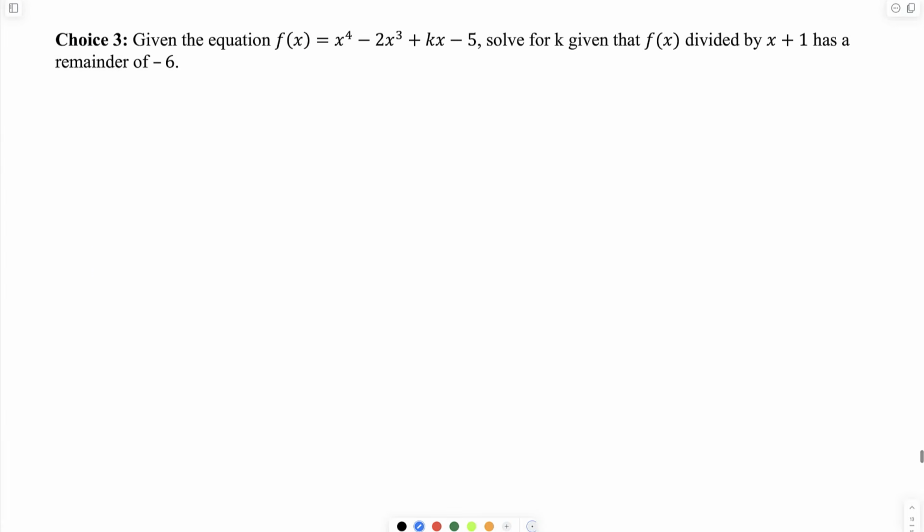Next question, choice 3. Given this polynomial function, f of x, solve for k given that f of x divided by x plus 1 has a remainder of negative 6. Well, I can use the remainder theorem, which tells me if I sub the 0 of the divisor, so the 0 of x plus 1 is negative 1, if I sub that in for x into my polynomial function, the answer will be the remainder. So the answer will be negative 6. So I can set that function equal to negative 6 if I sub in negative 1 for x.